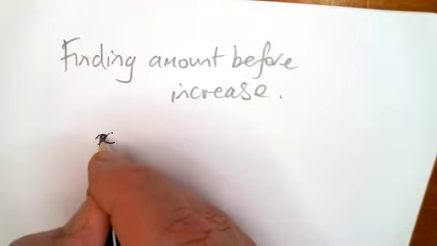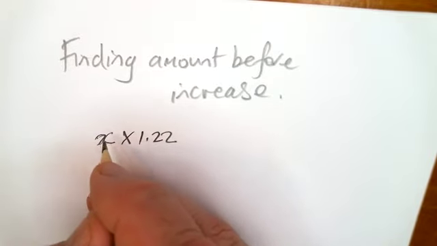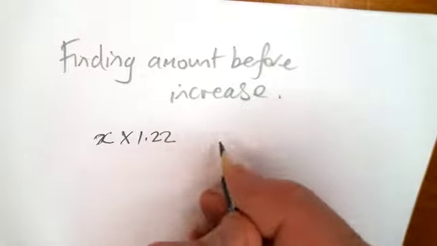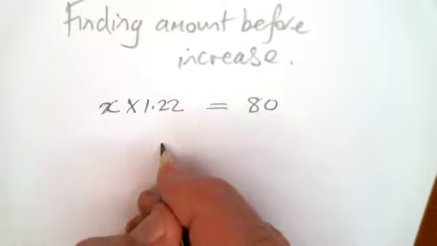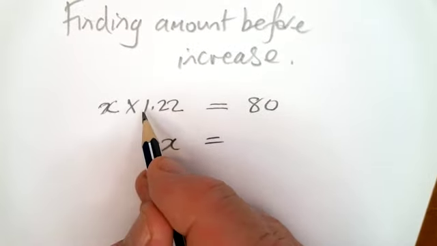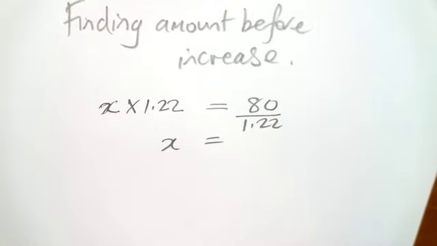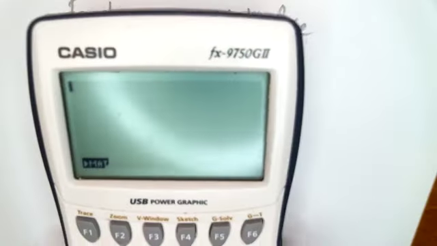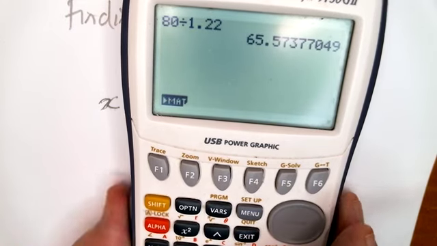So if I increase that price by 22%, I have to multiply it by 1.22. And when I take that price and multiply it by 1.22, I get a price, it says, of $80. So to find X, to find the original price, I just divide it by 1.22. So I take the 80 and divide it by 1.22, and I get the price before the markup, the price before the increase. Here it is, 80 divided by 1.22. Oh, wait, that's 81. 80 divided by 1.22, and we get $65.57.